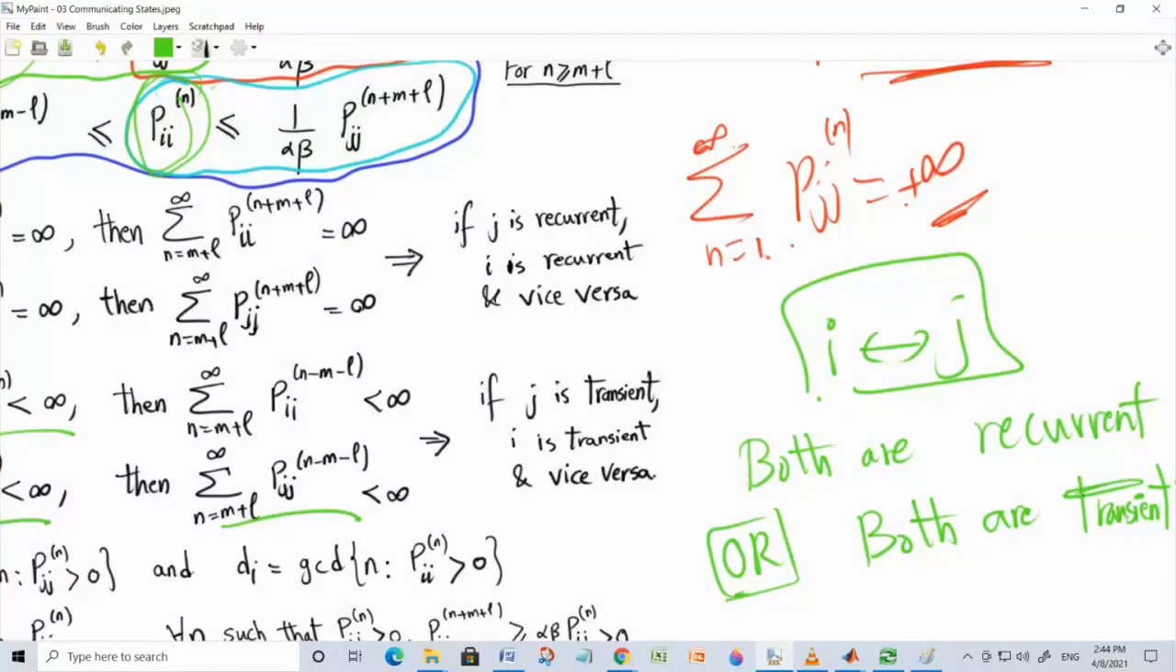And in the next lecture, we will talk about whether, if both are recurrent, it can be the case that one is positive recurrent and the other is not. The answer to this is no. If one is not positive recurrent, the other is not positive recurrent. If one is positive recurrent, the other is positive recurrent. And even if we talk about periodicity, if one is periodic, the other is periodic with the exact same period.